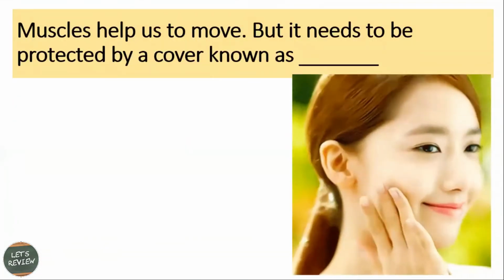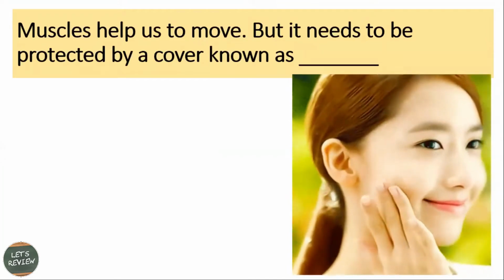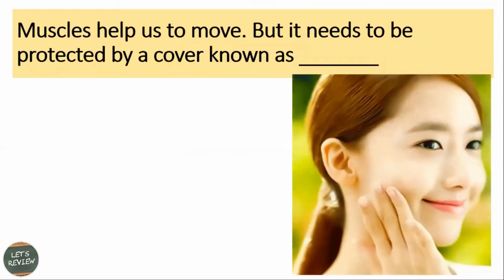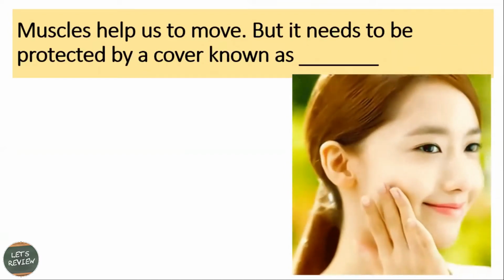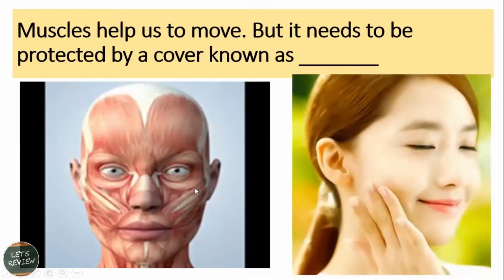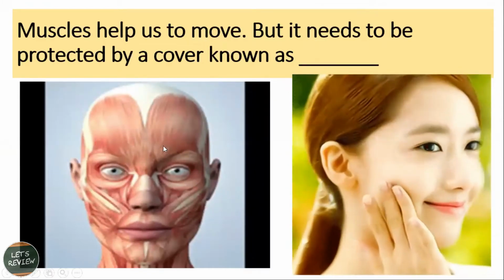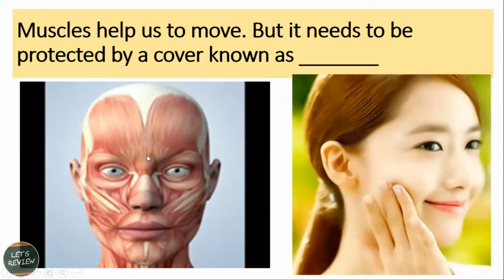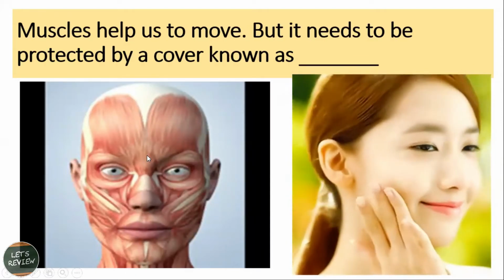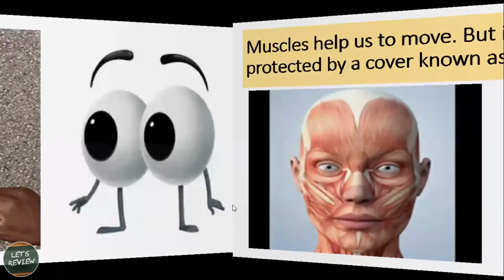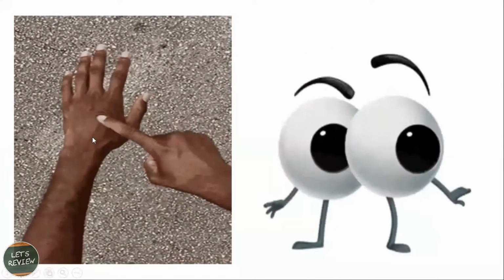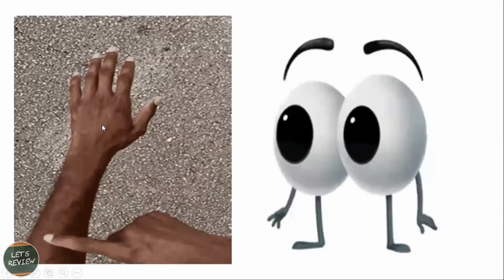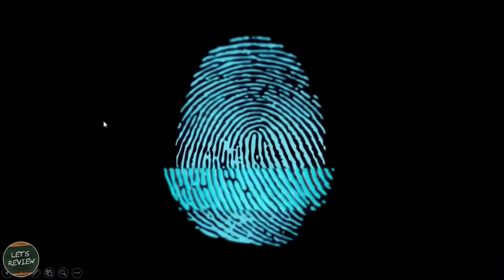Muscles may help us to move, but of course, they need to be protected by a cover known as skin. If these are the muscles that we have in our face, without the covering, they will not be protected against foreign bodies that may infect our muscles. Therefore, we need our skin. It ranges in color from lighter down to the darkest pigments.